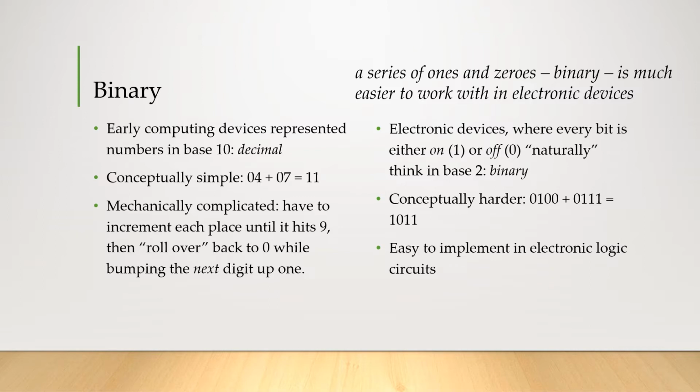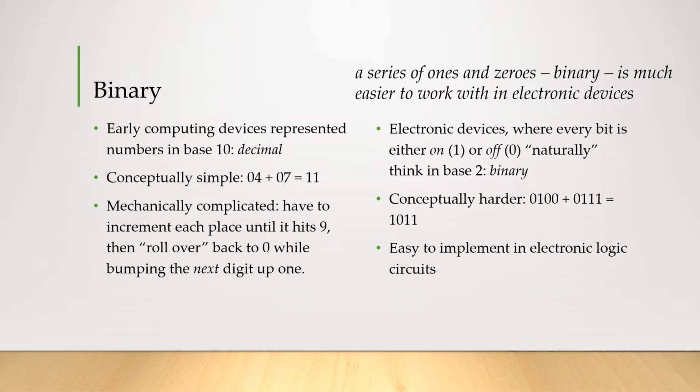But this is mechanically complicated. You have to have 10 place settings for each digit, and then you increment that place setting until it hits 9, and then when it rolls back over to 0, it has to bump the next digit up one. So mechanical, decimal base 10 mechanical computers were much more complicated than electronic devices. Electronic devices, however, don't have little wheels and gears that can hold 9 different places.